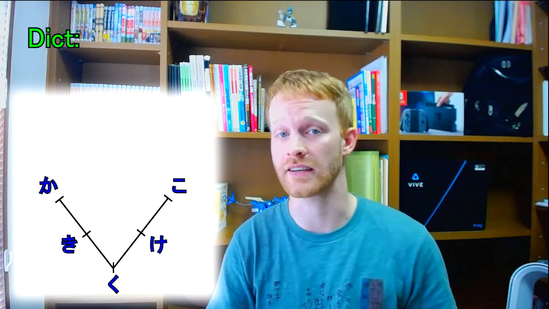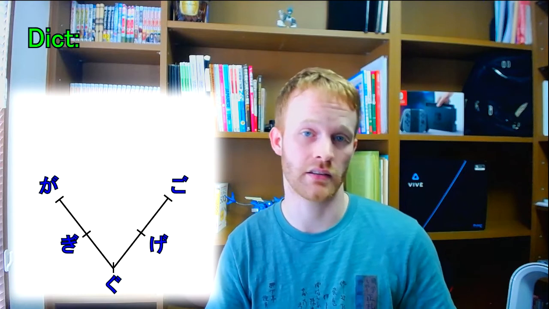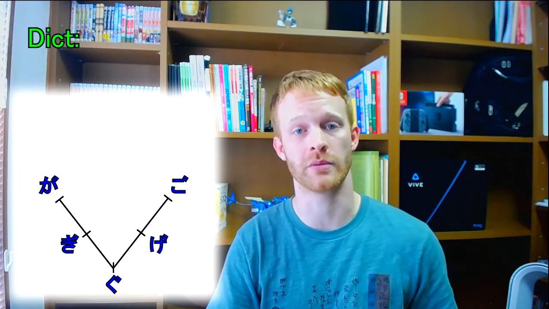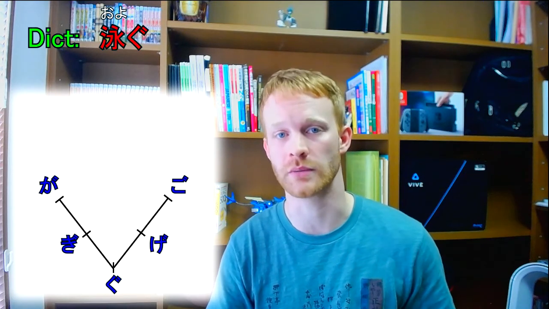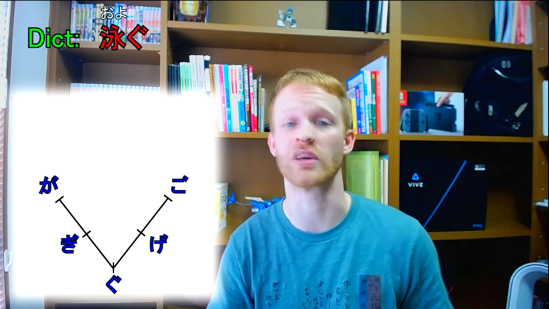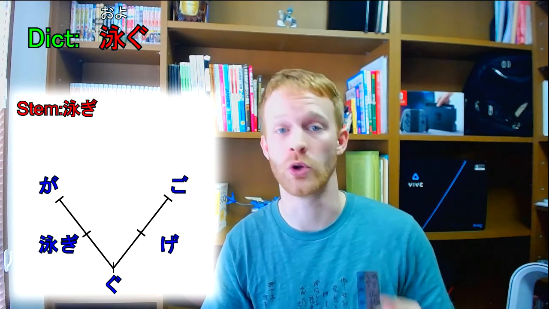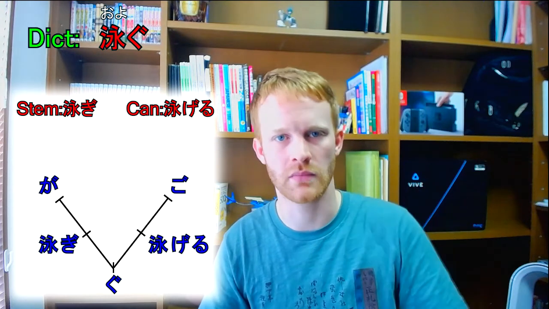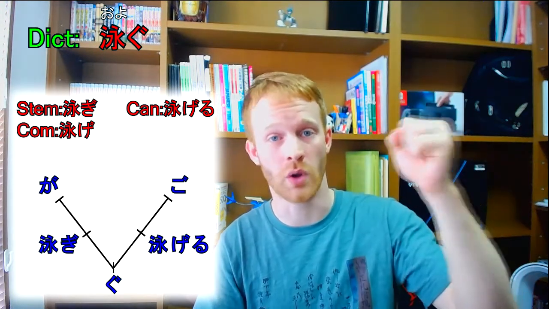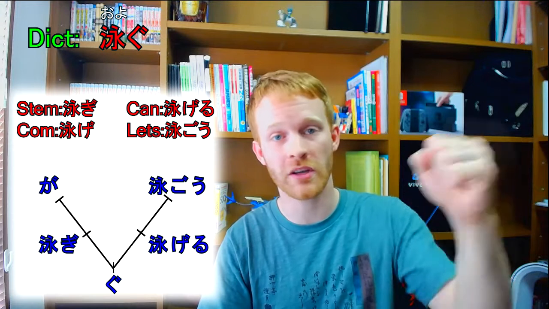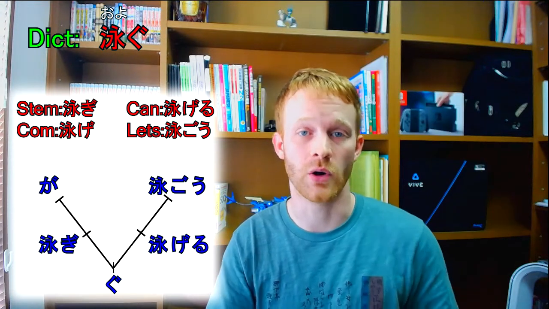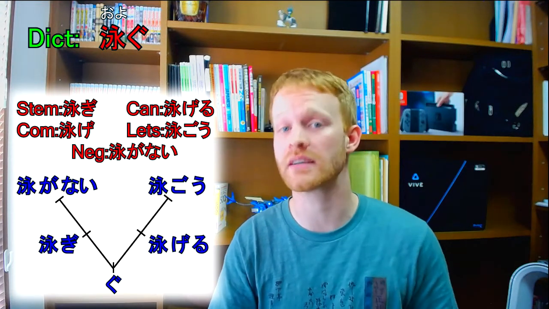Remember, the K line can be modified to the G line, so to show that, we'll use the verb oyogu, which means to swim, or politely you would say oyogimasu. Can swim, oyogeru. Swim, oyoge. Let's swim, oyogo, or politely oyogimashou. And now the negative, oyoganai, or oyogimasen.